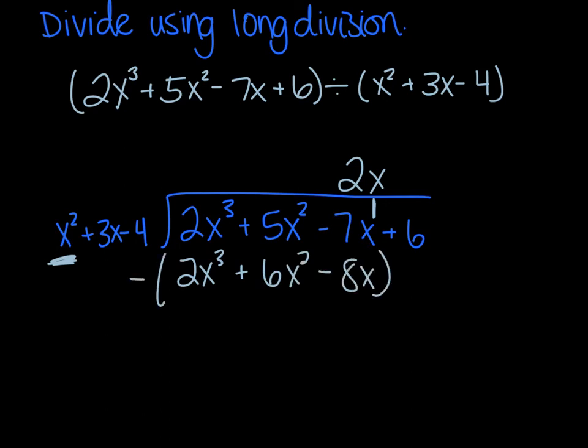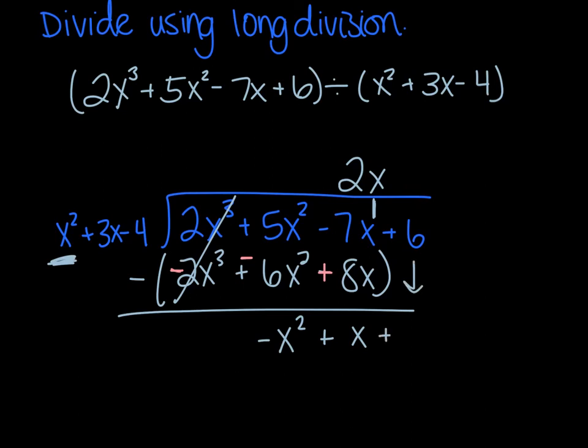Remember, we have to subtract the whole term. So that changes the sign of every term. So this becomes a minus, this becomes a minus, this term becomes a plus. Now, when we subtract, we have 2x cubed minus 2x cubed, so that cancels. We have 5x squared minus 6x squared, so we get minus 1x squared. And then plus x, because minus 7x plus 8x is positive 1x. And then we want to bring down our plus 6. And now we start the process over again.